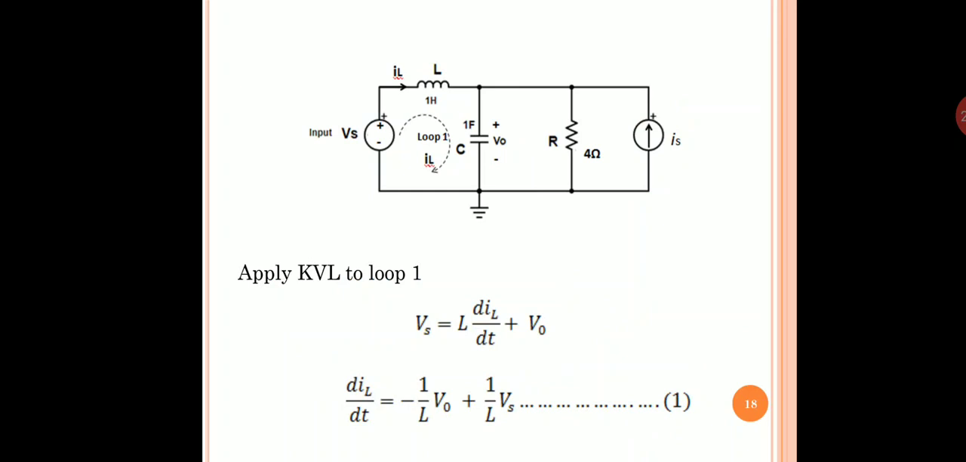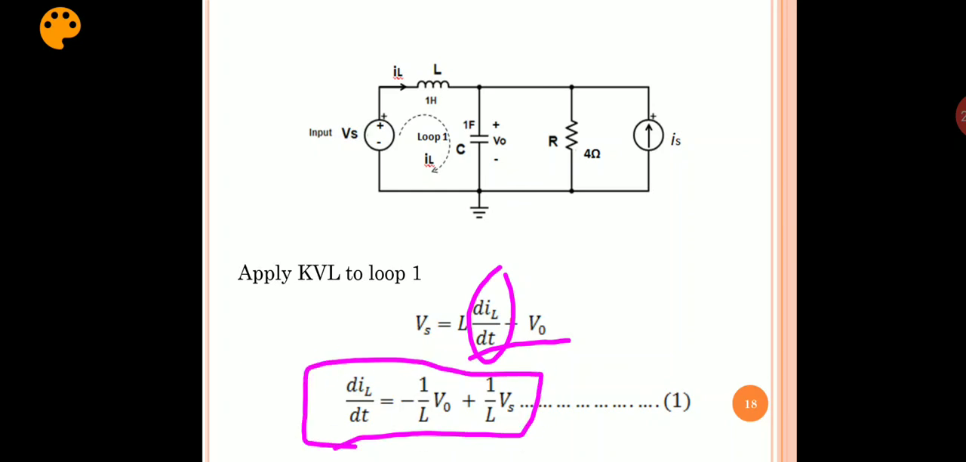So as a first step I apply KVL to this loop. As you are well aware of loop equations, I hope you understand the equations clearly. The input is Vs and the voltage across the inductor is L di by dt plus voltage across the capacitor, as we have already taken it as V0, I am writing it as V0. And what I need is dIL by dt. So keep this term here, move the remaining terms to the other side. So you will get this equation which I name as equation number 1.